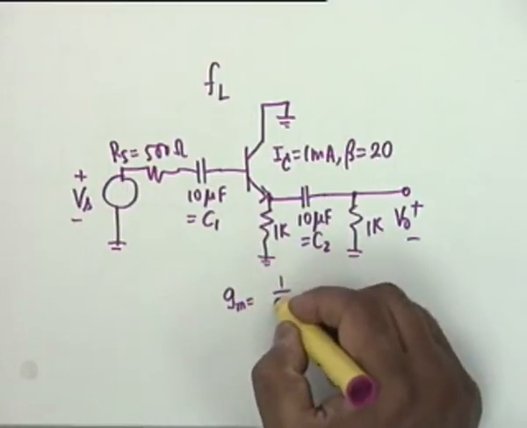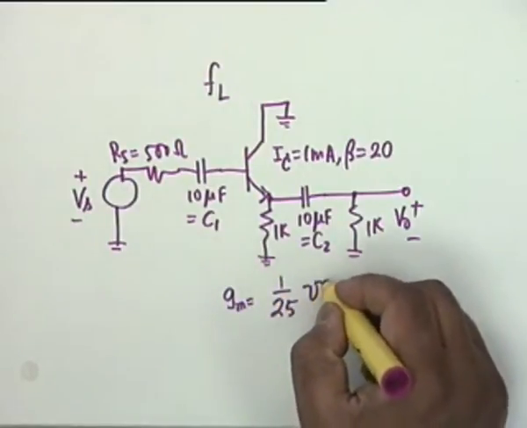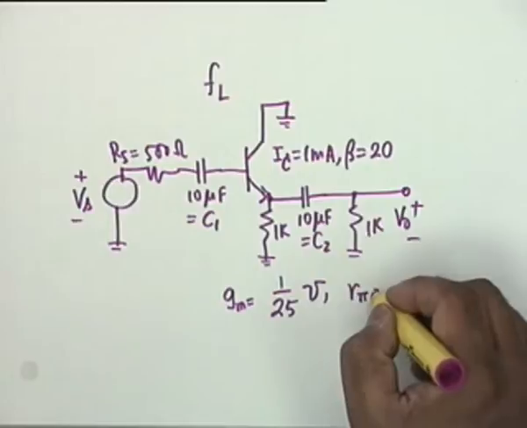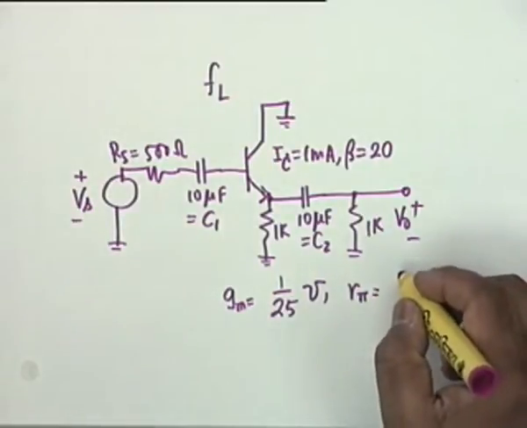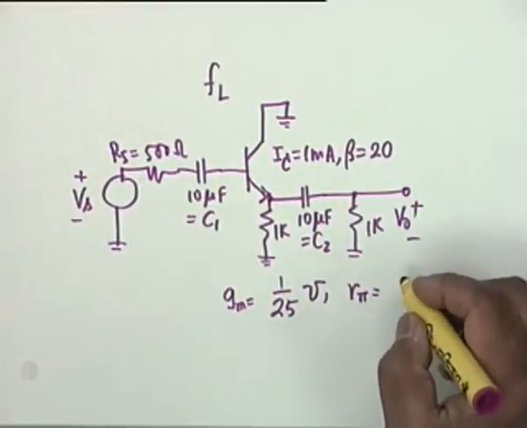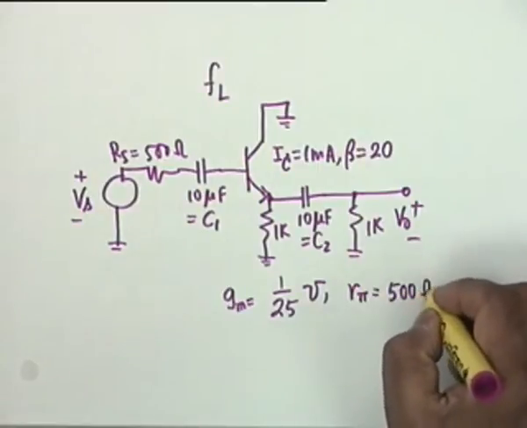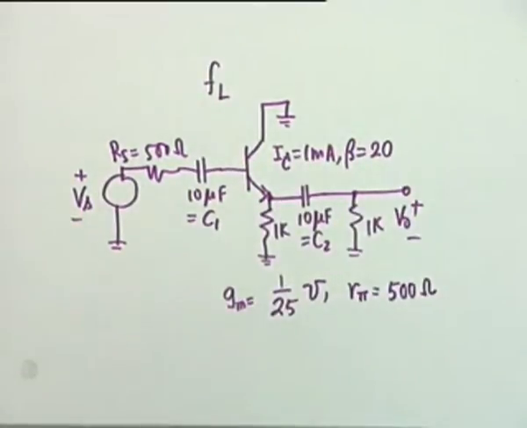GM would be 1 by 25 mho and R pi would be 500 ohms. 20 divided by 1 by 25, so 500 ohms. See, I chose these numbers intentionally so that the answer comes as a very nice figure, so that you don't have to spend time on cranking numbers.